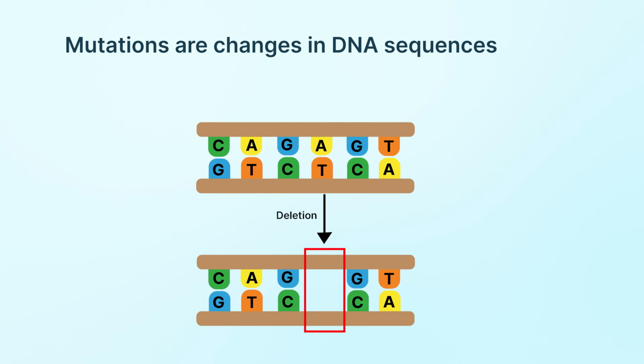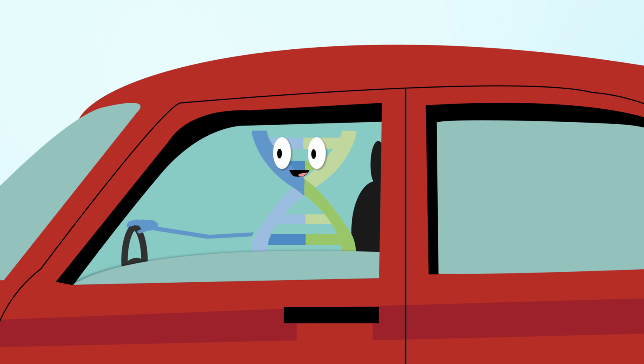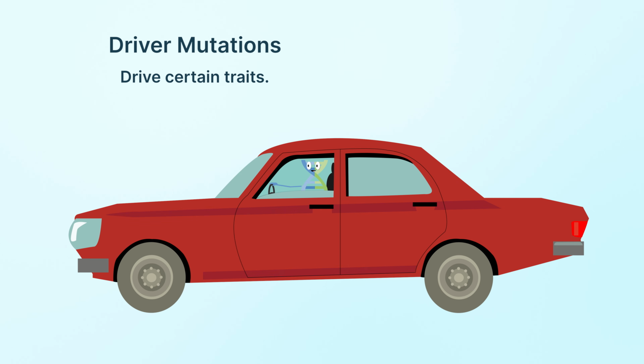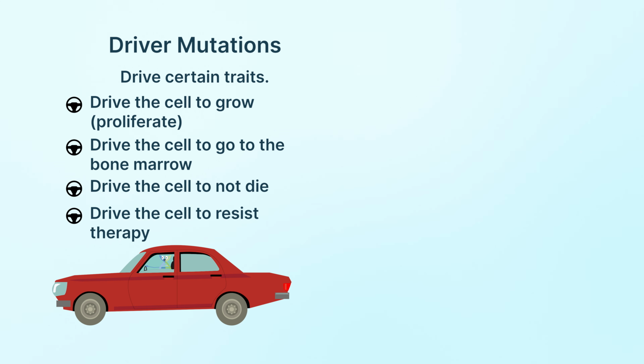So if we look at all the mutations, we may find that there are sequences in the DNA that may be different than normal, but they don't cause problems. And we often refer to mutations as driver mutations. They may drive a trait. So they may drive a cell to proliferate. They may drive a cell to go to the bone marrow. They may drive the cell to not die. They may drive the cell to resist a therapy.